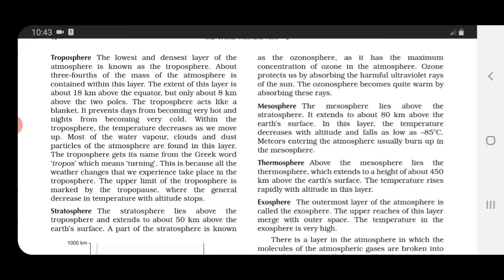And the ozonosphere becomes quite warm by absorbing these rays. In a way it is protecting us from the harmful ultraviolet rays. That is why a part of stratosphere is known as ozonosphere.